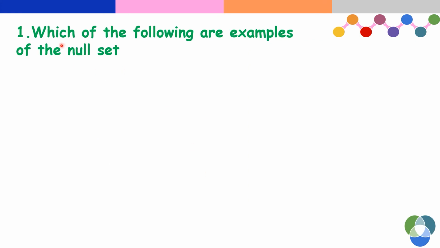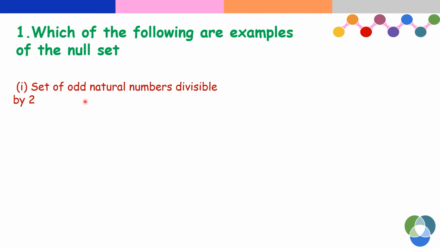So your first question here, which of the following are examples of null set? Some statements will be given to you in set builder form. You have to tell whether it will be a null set or not. Your first question, set of odd natural numbers divisible by 2. This is a set, okay? It is written in set builder form. How many elements will be there in this set? We have to see, and then we can say whether it is a null set or not.